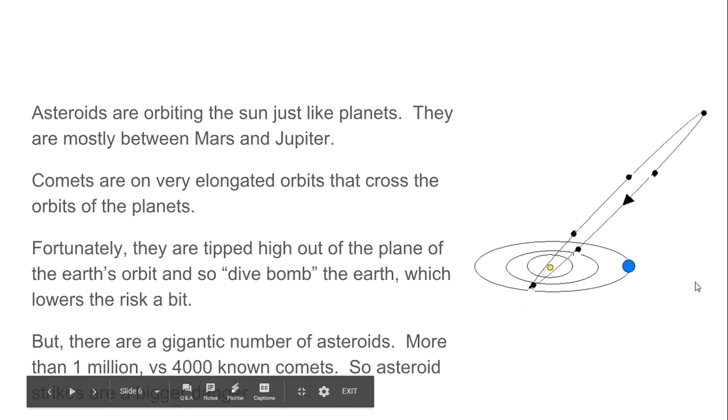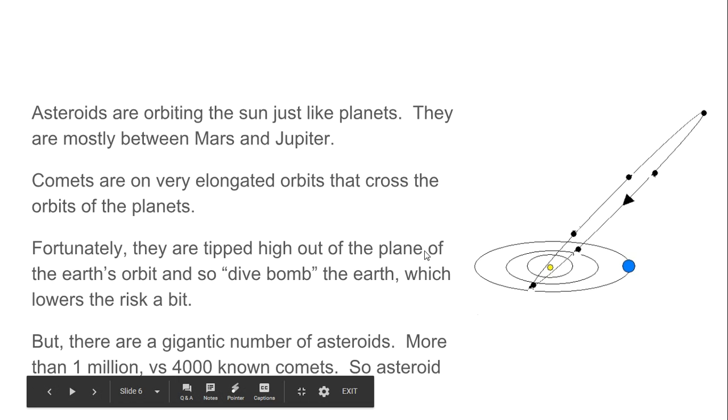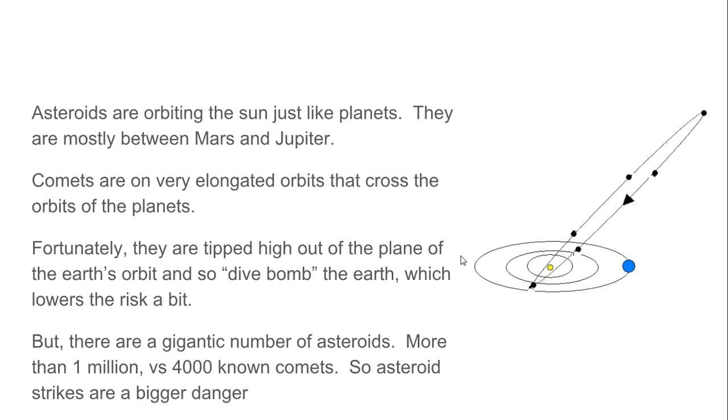Asteroids should be safe because they're way out here. They do get ejected from their orbits occasionally. So the difference would be that there are only 4,000 known comets, and there have been millions of asteroids. So even though the asteroids one at a time are individually a lower risk, in a group, they're very dangerous.